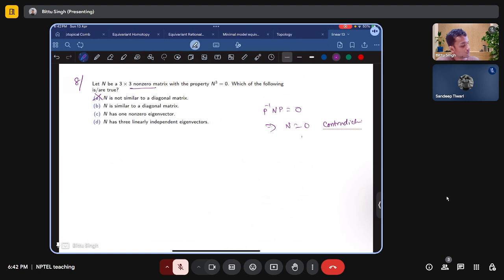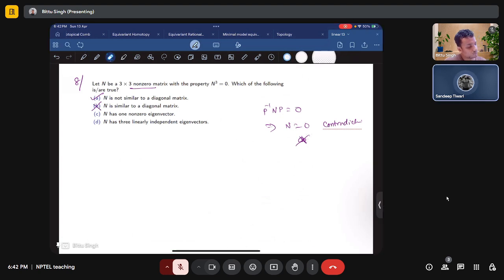So B is false. A is false, N is similar to diagonal matrix. Sorry, this is called not similar, so this is correct. B is false. N is not similar to a diagonal matrix. Now, N is a 3 cross 3 non-zero matrix.